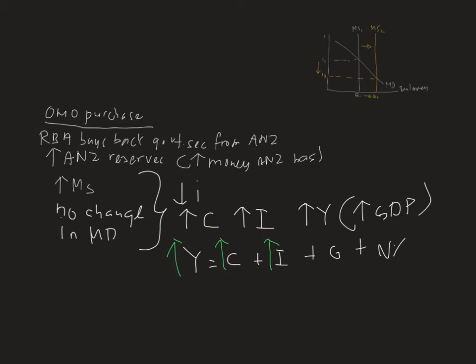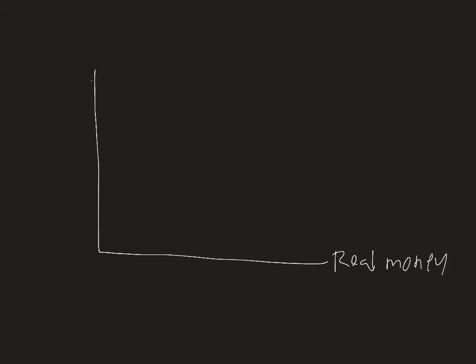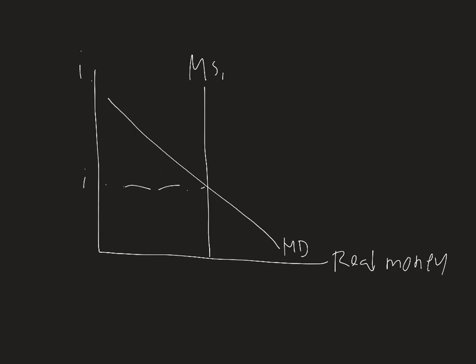Okay, so we go to the second situation. So now I want to do the graph again. Real money, nominal interest rate, money demand, money supply MS1, and the economy equilibrium I1 and Q1. Okay, so this is our equilibrium scenario.